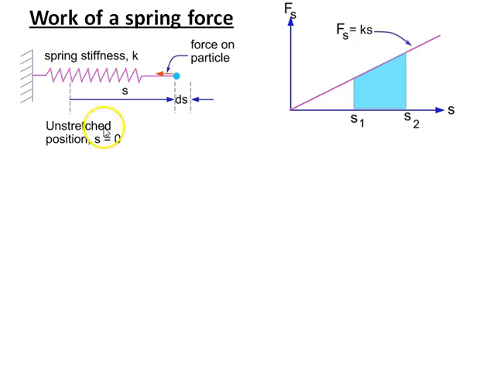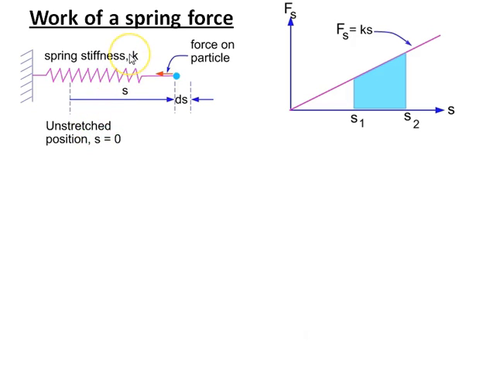As a last case, we will try to see the work of a spring force. We will consider a particle attached to a spring whose unstretched position is s equal to 0, shown over here. That is, at this position the spring is neither compressed nor elongated. That is what we call s equal to 0. That is the first thing we need to observe. The second thing is the spring stiffness of a linear spring. Of course, if it's a non-linear spring, you may have a different equation.